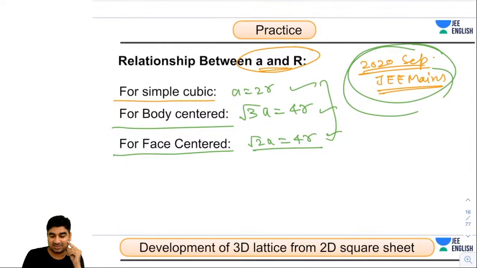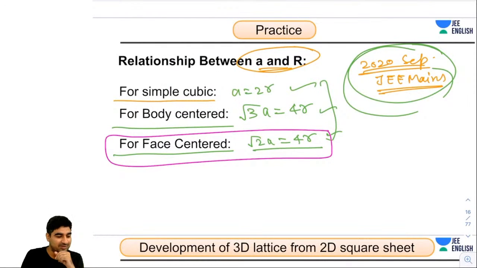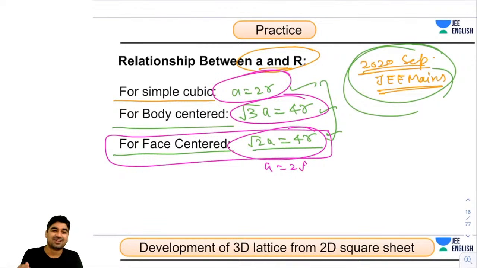Yes, Sandeep, you are wrong this time. Actually, I have not taught this concept. So you might have heard it somewhere else, right? So face center, root 2a would be equal to 4r, right? Now you can do it. I generally remember this relation only. Yes, and then we can do this conversion.